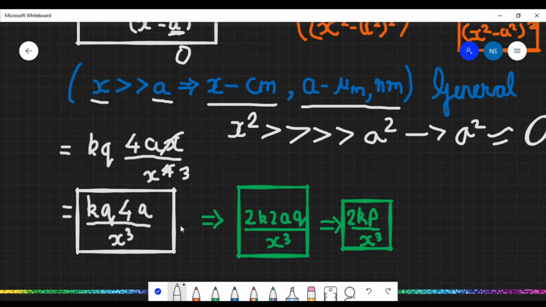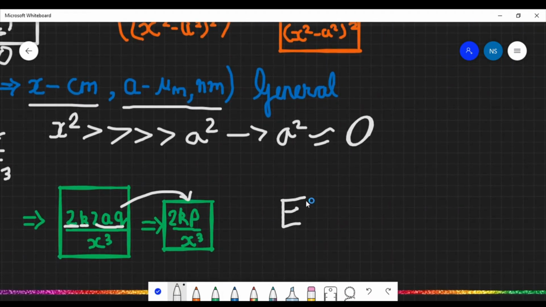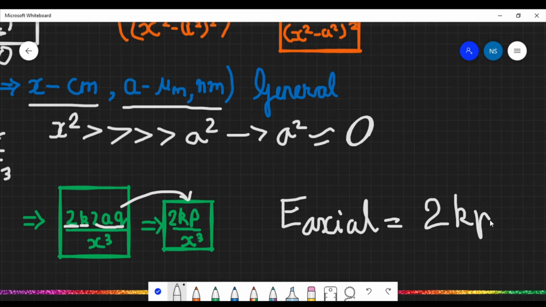So again we can get the electric dipole from this, that is from this 4 we will take 2, then k will be as it is, and then 2aq will be there. This 2aq again becomes p. So the final formula that we will get is 2kp by x cube. So this is the final formula for E axial, that is E axial is equal to 2kp by x cube. This is the final formula.